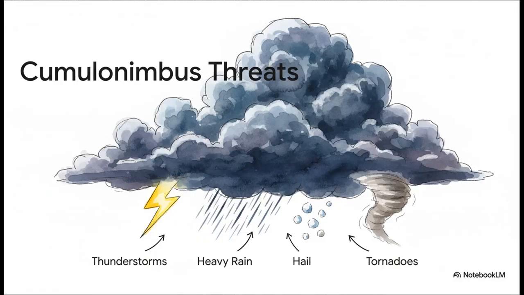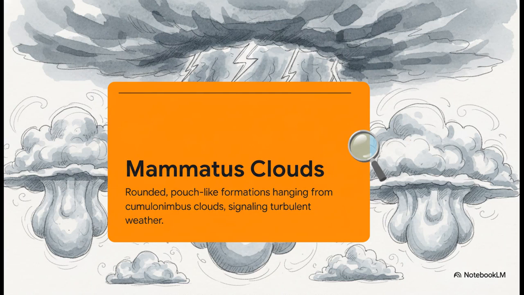Now, a cumulonimbus cloud is not just for show. It is a full-blown severe weather factory. When you see one of these bad boys, you know there's a real potential for thunderstorms, drenching rain, damaging hail, and sometimes even tornadoes.